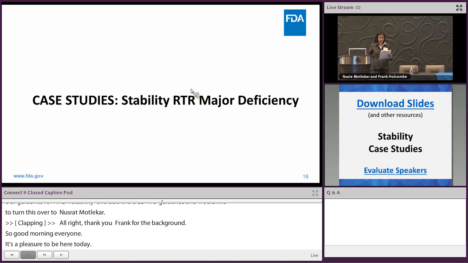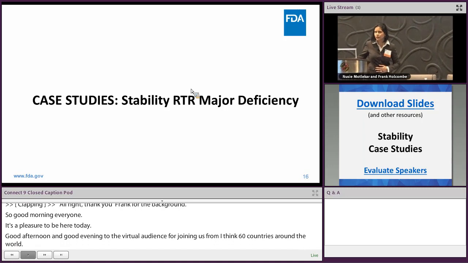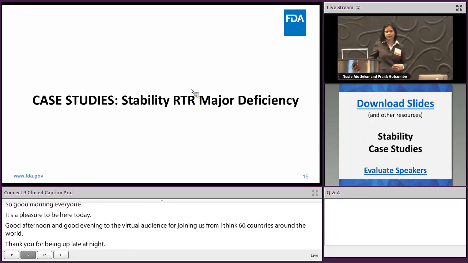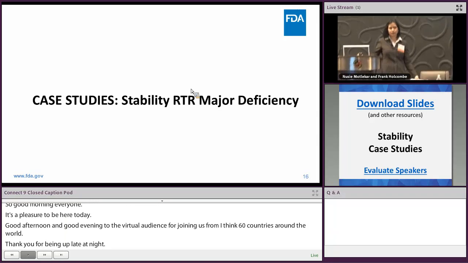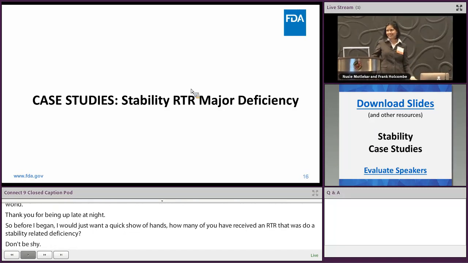So before I begin, I just want a quick show of hands. How many of you have received an RTR that was due to a stability-related deficiency? Don't be shy. I know we've issued more than one, and I just see one hand.